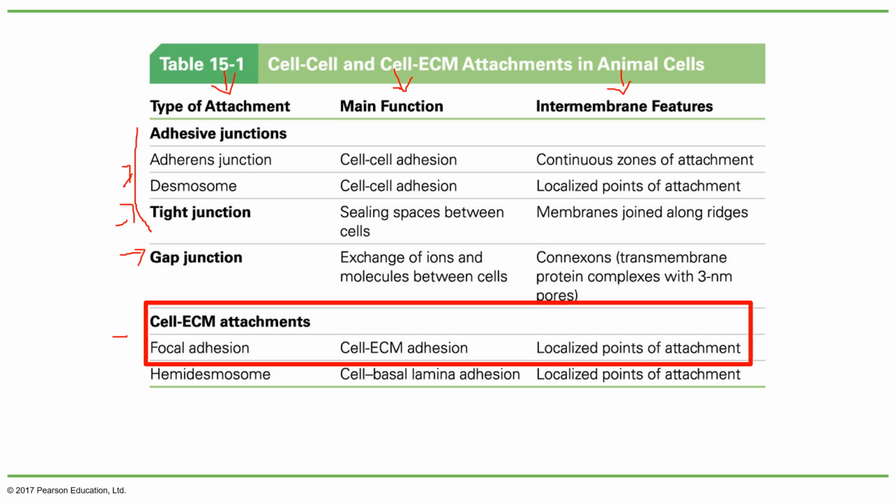Now we're going to focus on the cell and extracellular attachment. As I told you, we're going to talk about the focal adhesion points. The main function of this is the adhesion between the cell and the extracellular matrix, and the intermembrane feature is that they are localized points in the attachment. Okay, so let me show you some examples and I will talk more about this focal adhesion.